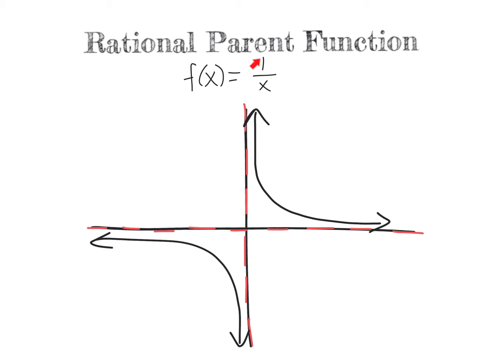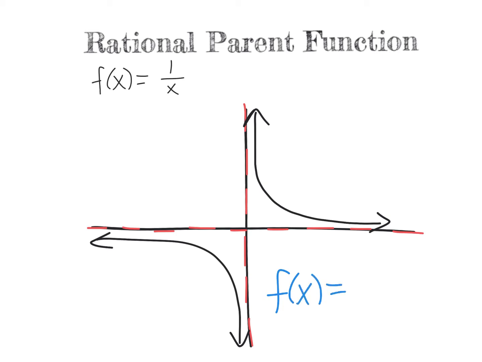Now, this parent function, we're going to be manipulating it, and we're going to be using this one instead. Let me make this a little bit bigger. So we're going to use A over x minus h plus k.